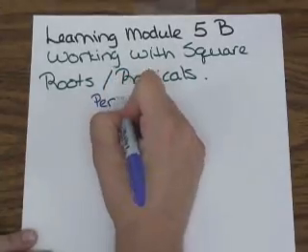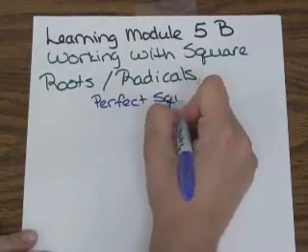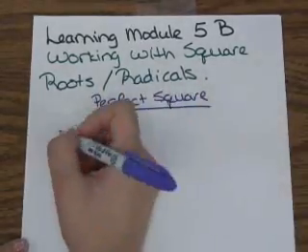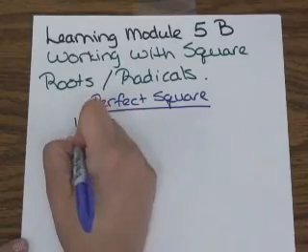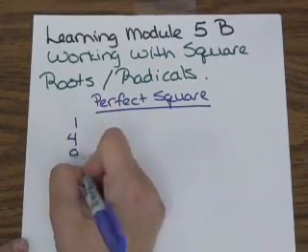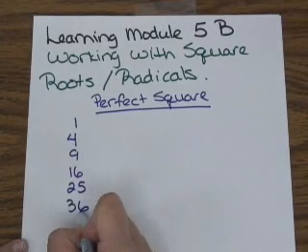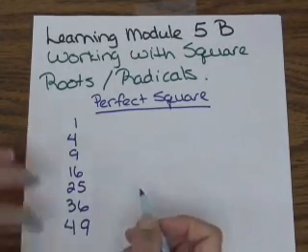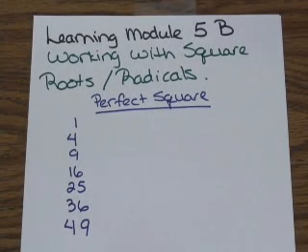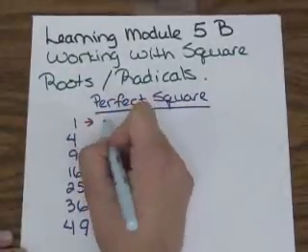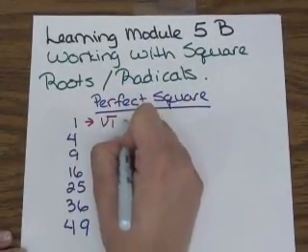Perfect squares are numbers that you can take the square root of without a calculator. You can pretty much just memorize them. Some of the perfect squares include numbers like 1, 4, 9, 16, 25, 36, 49, and I can keep going, but I'll stick with the first 7. The reason these are perfect squares is because you can find the square root of these numbers very easily. For instance, the square root of 1 is 1.